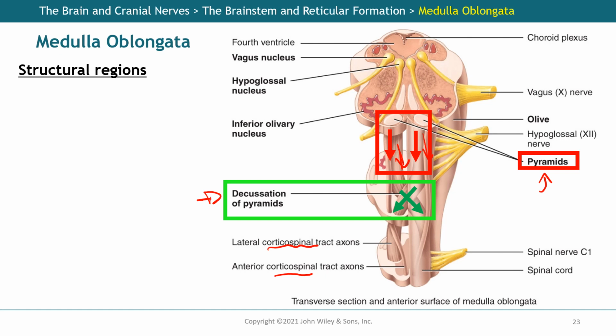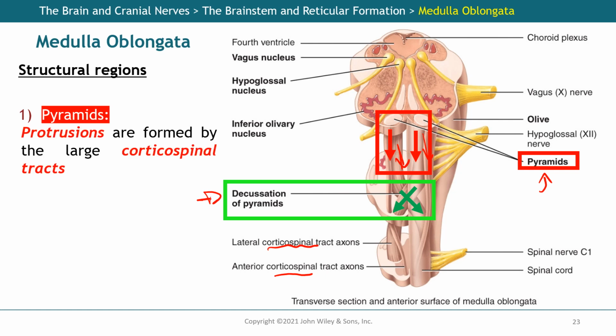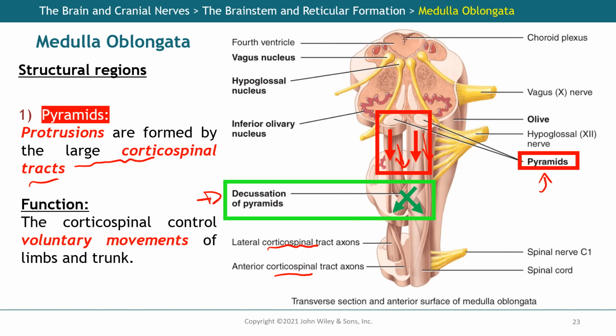And if you look here below in the green area, you can see that they cross. The decussation of the pyramids produces a crossover of information that I will explain a little more in the following slide. The only thing you need to remember from this slide is that these pyramids are a structural region, a protrusion formed by the large corticospinal tracts, and that the corticospinal tract is in charge of voluntary movements of limbs and trunk. And here you see that those tracts are going to cross over in a structure called the decussation of the pyramids.